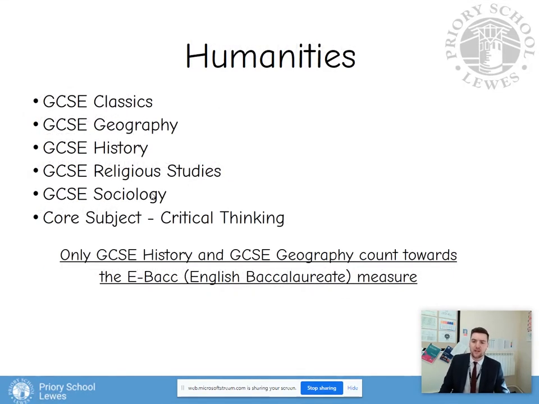Humanities, these are the following humanities subjects, but remember, like I said, only geography and history count for the English Baccalaureate, so these would be one of your free option subjects, one of your free choices. So classics, for example, another great subject, RS, another good subject, sociology, and of course you all do critical thinking anyway as part of your core.